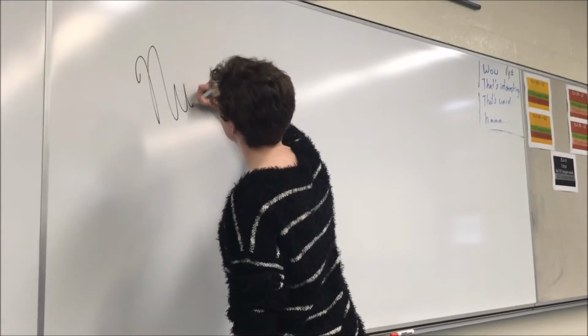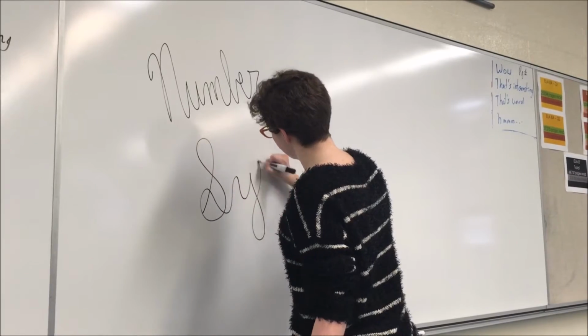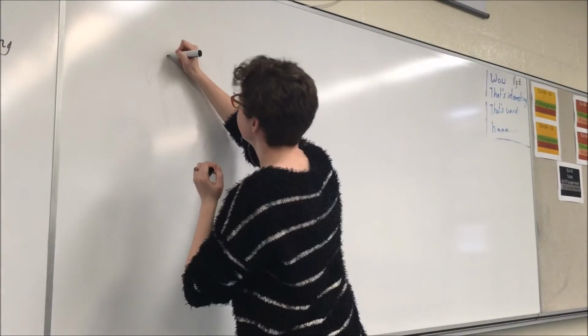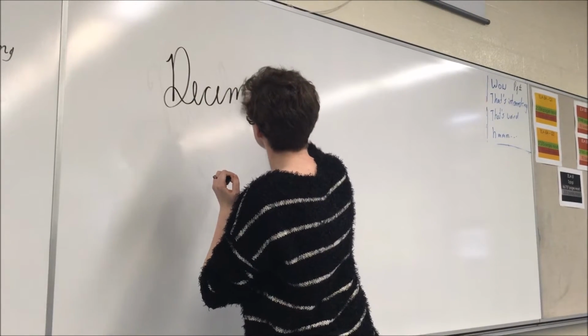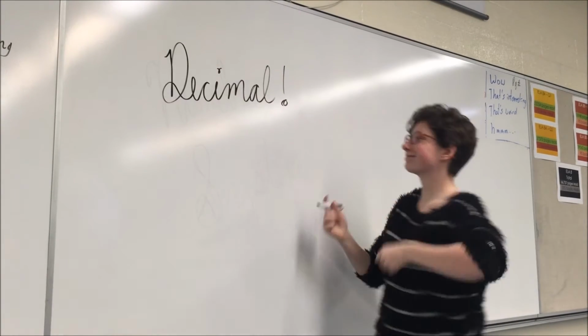Okie dokie, artichoke. We're here to learn about number systems. There are three number systems that are commonly used in everyday life and computing. So the first one is decimal. These are considered to be base 10.